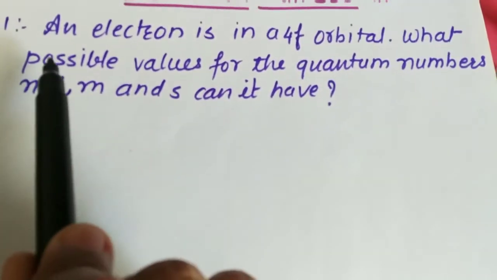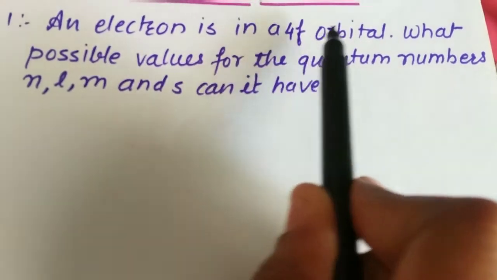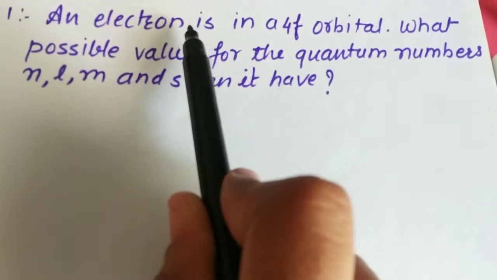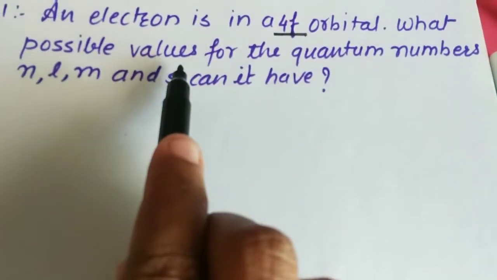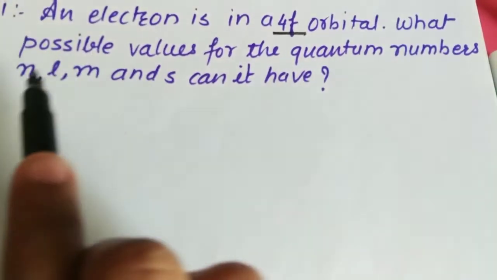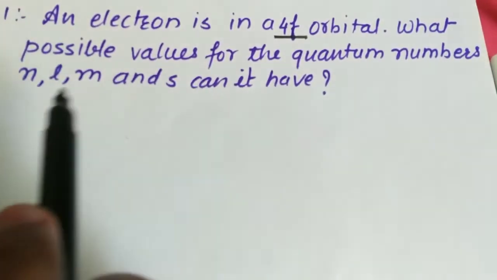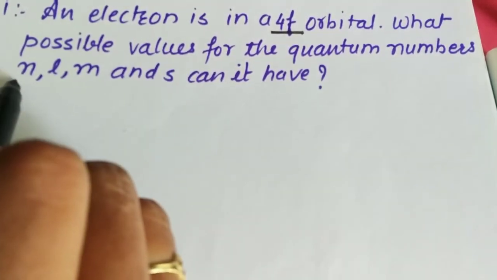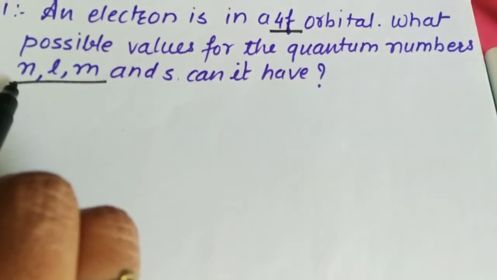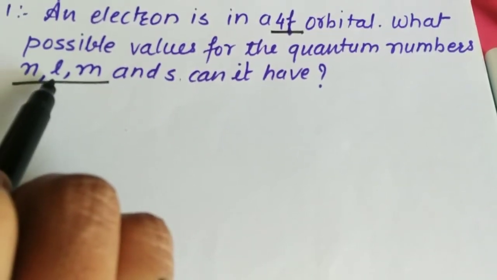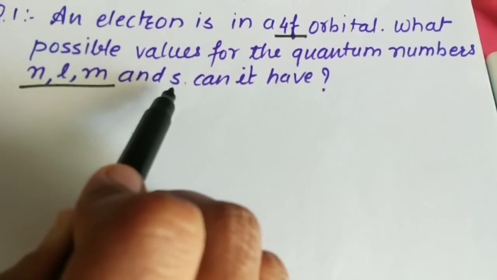What is that question? I am reading and then I'll explain. An electron is in 4f orbital. So where is the electron? The electron is in 4f orbital. What possible values for the quantum numbers n, l, m and s can it have? Students, we should be very aware that n stands for principal quantum number, l stands for azimuthal quantum number, m stands for magnetic quantum number and s stands for spin quantum number.